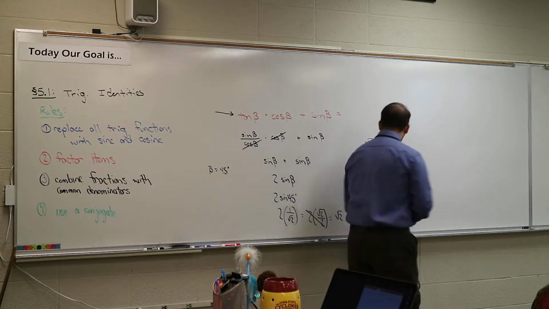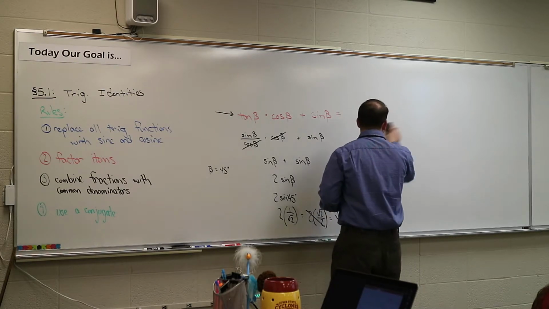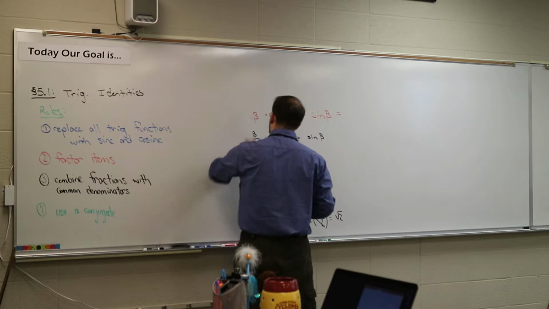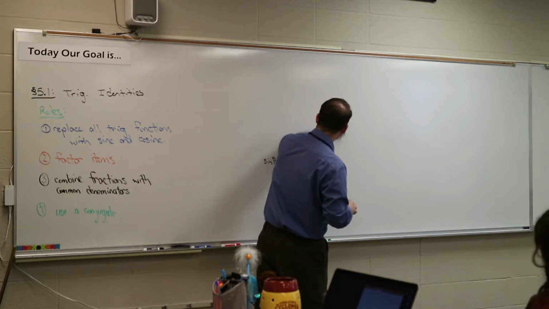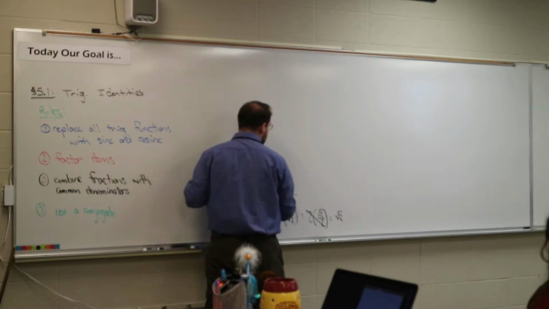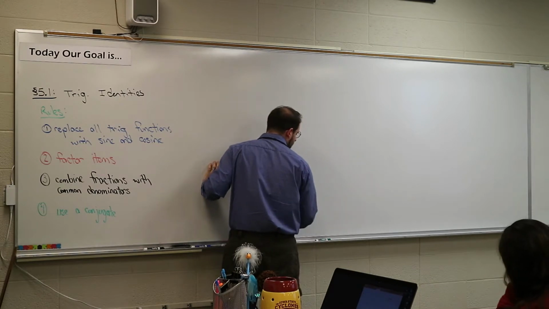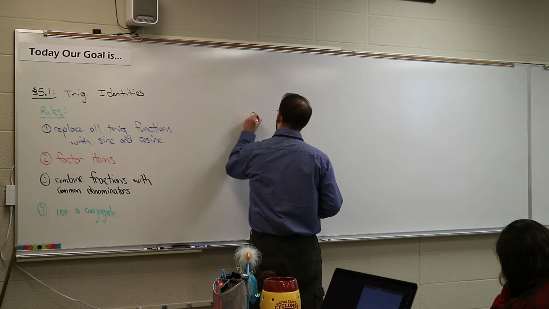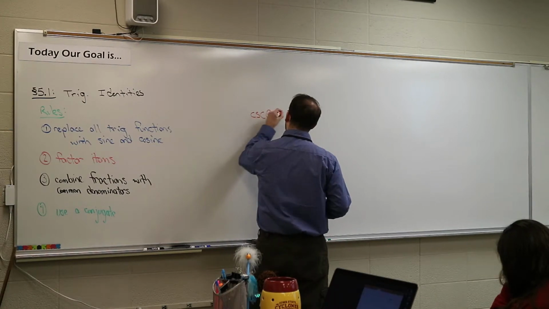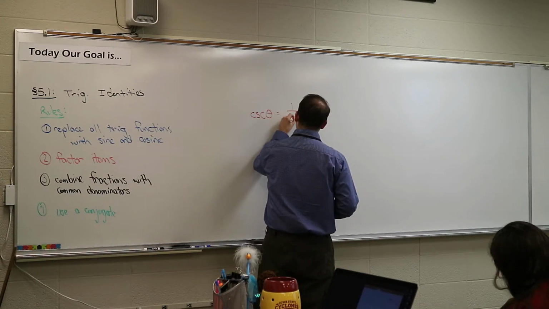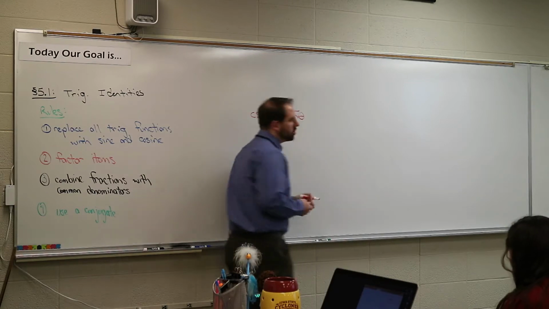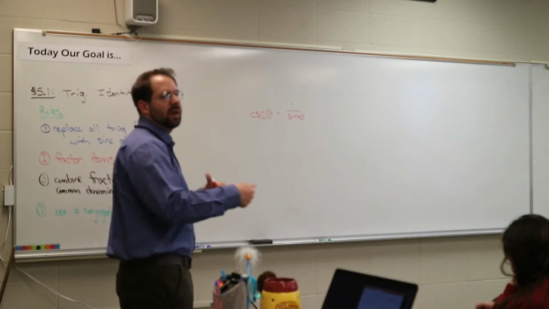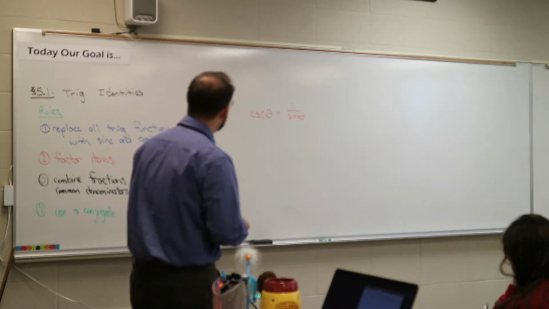So I want to show you what we can do here. Now I'm going to prove what the next one is, and then I'm going to show you how we can use it. Cosecant of theta is 1 over sine theta. I want to show you why these are the same answer, and then we'll show you how you can use it in a problem. Cosecant?